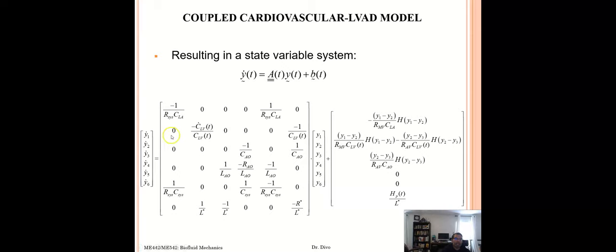So in the case of equation number 2, it will be minus 1 over the compliance of the left ventricle multiplying the flow that leaves to the LVAD. And in the case of Q3, or equation number 3, you have 1 over the compliance of the aorta that multiplies the flow that comes into that node from the alveoli.